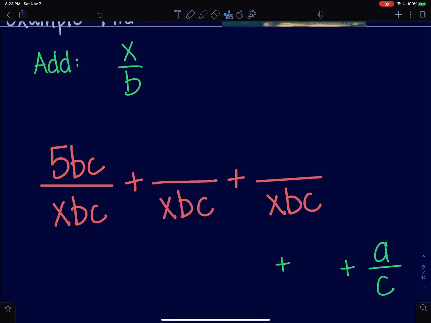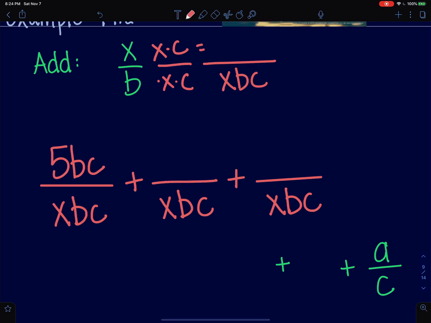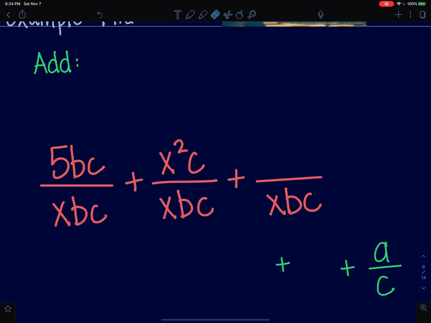The next one is X over B. What do I have to do to get that to be equal to XBC? I obviously have to multiply the bottom times an X and times a C. So the top is going to have to be X times C. Oh, look at what happens there. Now I have X squared and a C because I have an X times X and a C. So this is going to be X squared C. That was interesting. That's kind of fun, right? Kind of satisfying. Now let's do the last one.